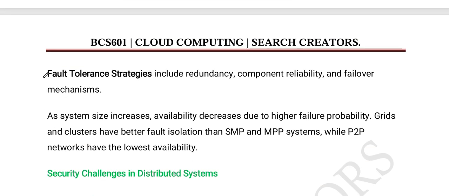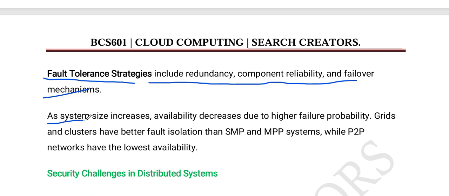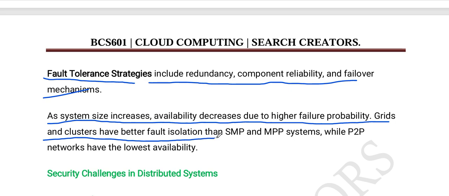Next, we are going to look at fault tolerance strategies. These strategies include redundancy, component reliability, and failover mechanisms. As system size increases, availability decreases due to higher failure probability. Grid and cluster have better fault isolation than SMP and MPP systems, while P2P networks have the lowest availability.